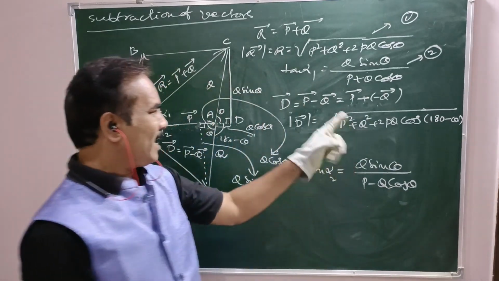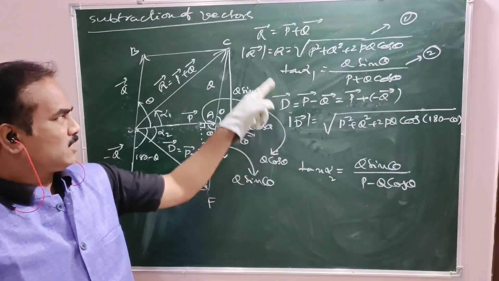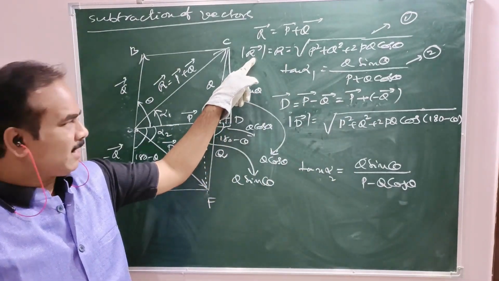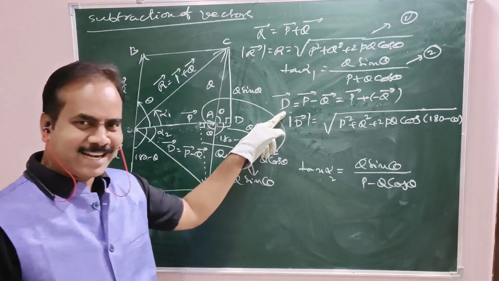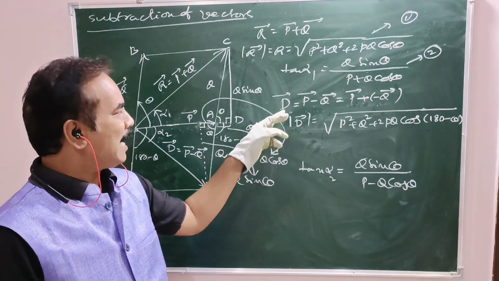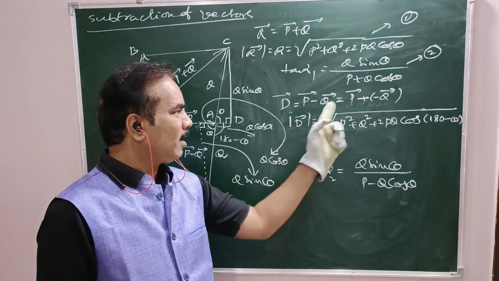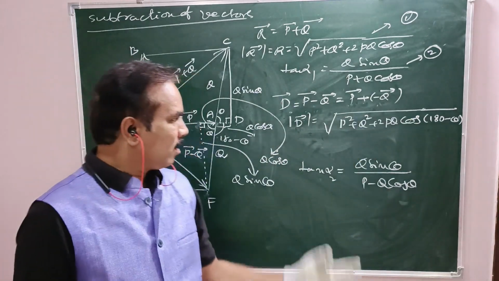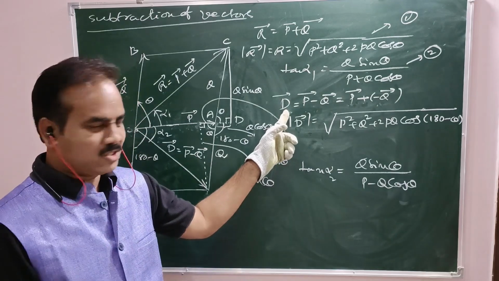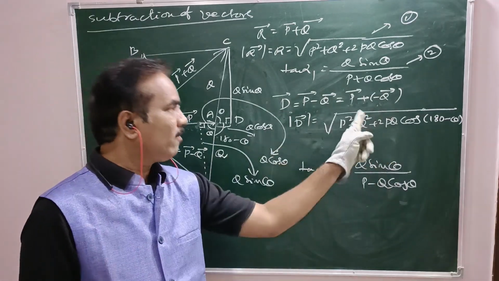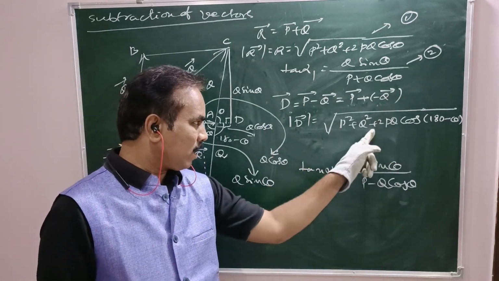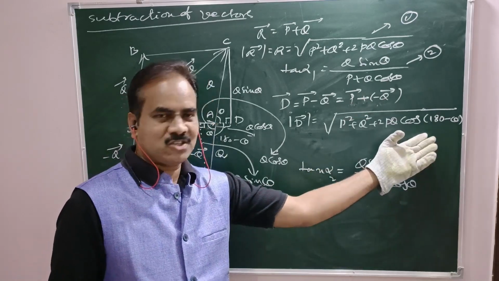Once again, difference vector. This is the sum or resultant vector, and this is also one kind of resultant only. For the time being, I am calling it the difference D. D bar equals P bar plus or minus Q bar. To get the magnitude of the difference vector, it equals square root of P square plus Q square plus 2PQ cos.